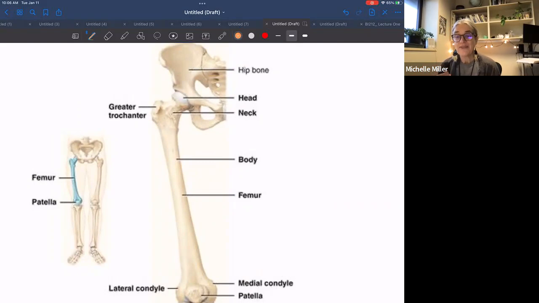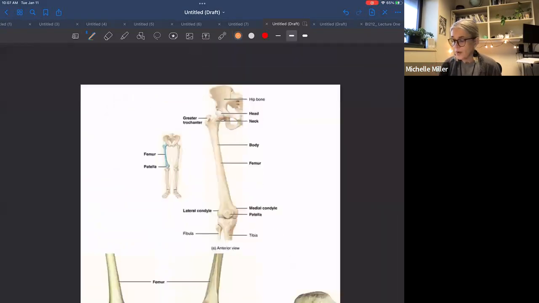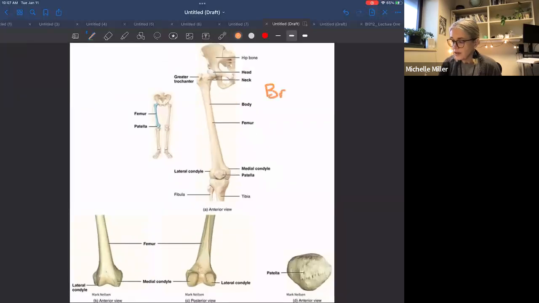Sometimes they talk about having a broken hip. And a broken hip is actually not a broken hip joint or even a broken pelvis. It is actually a broken femur. So it's actually a misnomer. So if we look at a broken hip, this is actually a fracture in the femur, and usually it is in the neck of the femur.